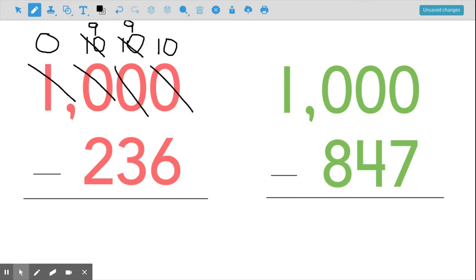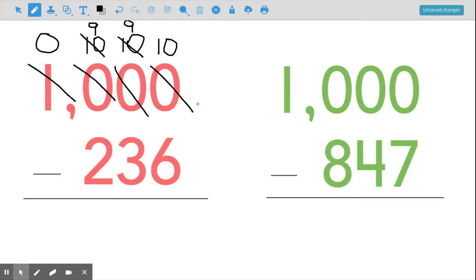Okay, that's a lot of steps, but it is really the same process that we had when we were subtracting 3-digit numbers. The only difference is that we have to borrow from more neighbors. That's really the only difference.